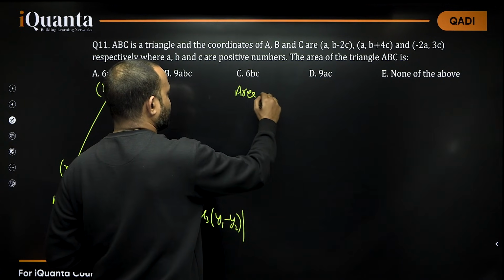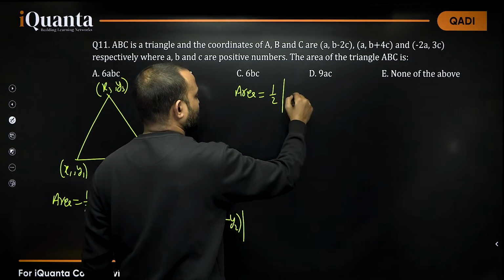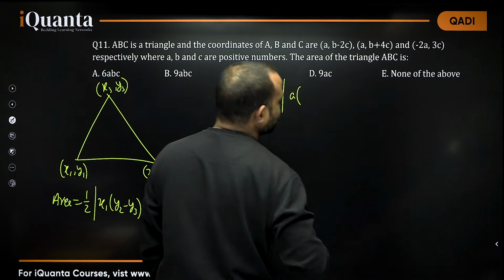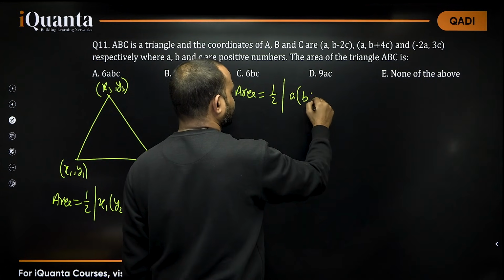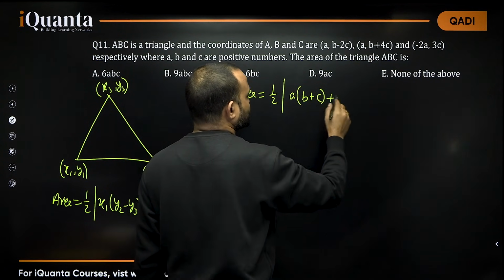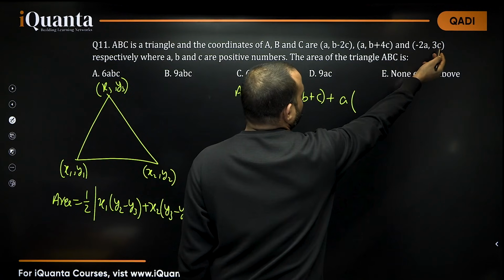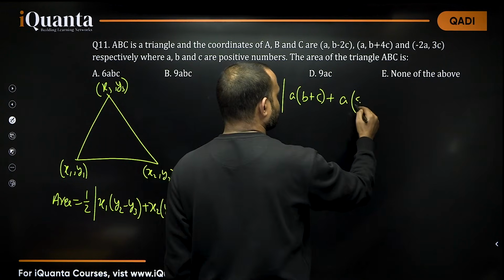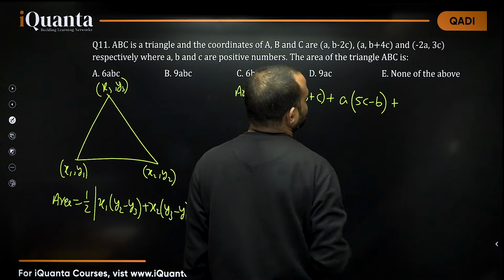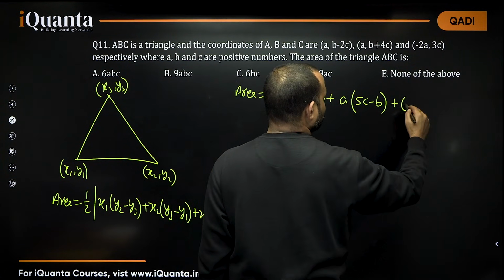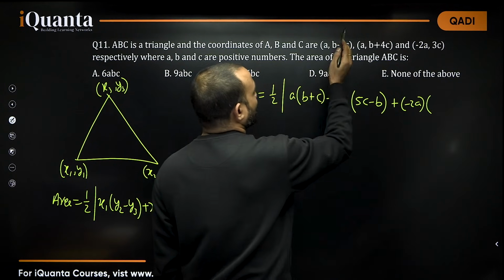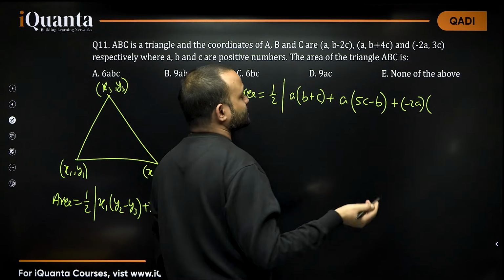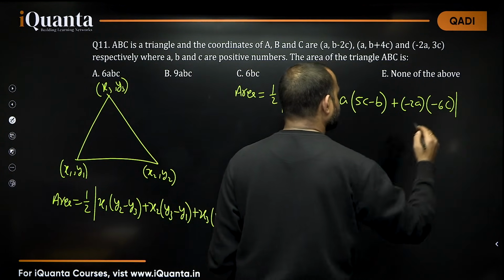So in that case, area will be equal to half of x1 is a, then y2 b plus 4c minus 3c, this will become b plus c, plus x2 which is again a into y3 which is 3c minus b minus 2c, so 5c minus b, plus x3 which is minus 2a, so minus 2a into y1 minus y2, b minus 2c minus b plus 4c, so minus 6c. This is what we need to find, right?